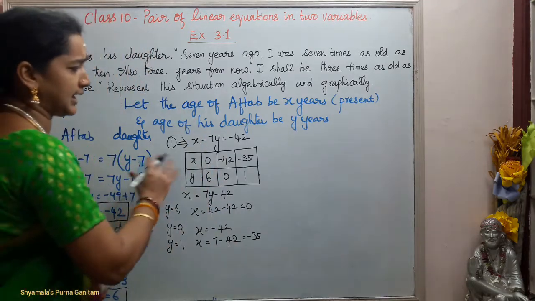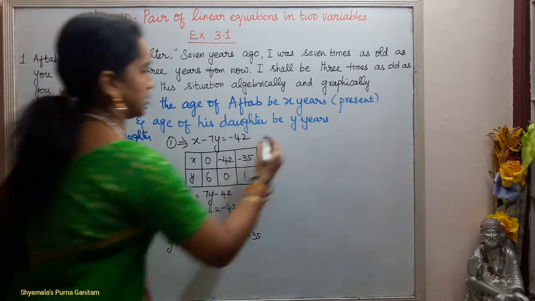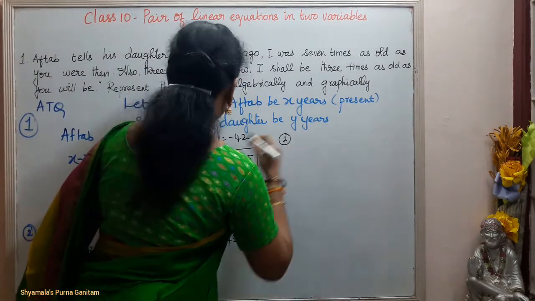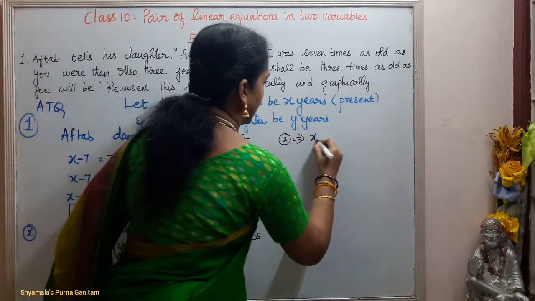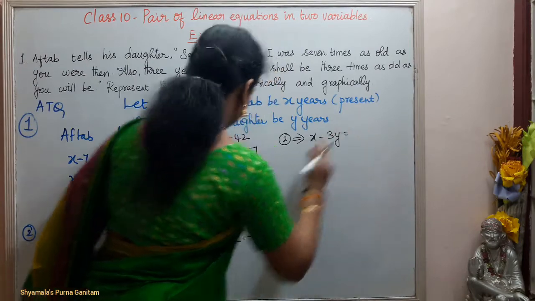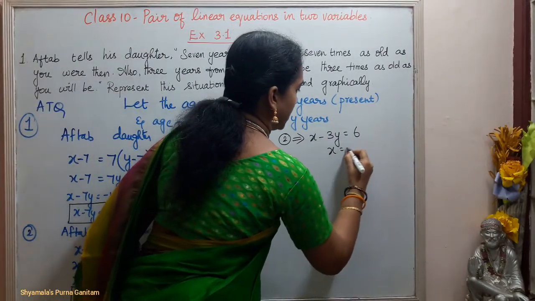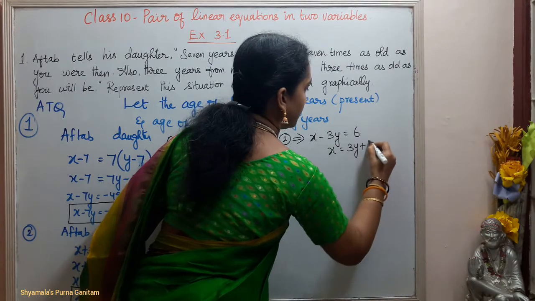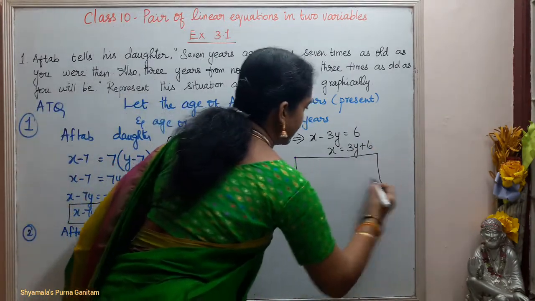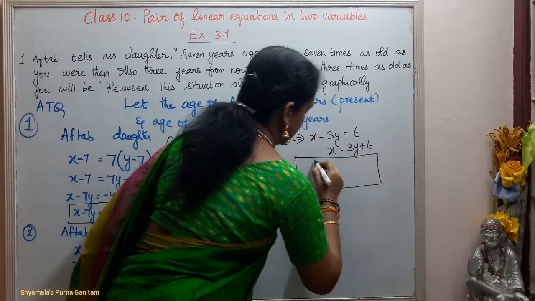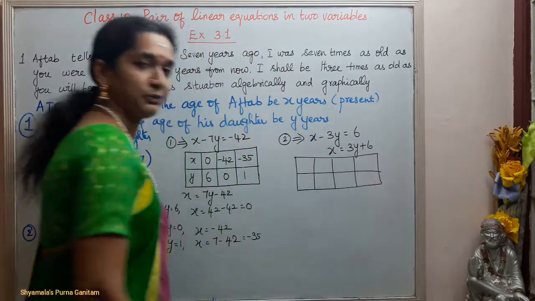The same way I have to find this and do for the next one. So the second condition is x minus 3y is equal to 6. So x is equal to 3y plus 6. The same way I have to get 3 coordinate points so that I can represent that in the graph.